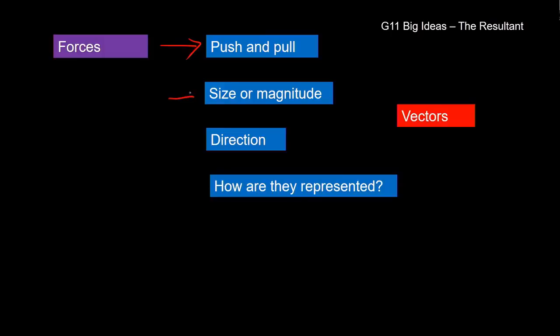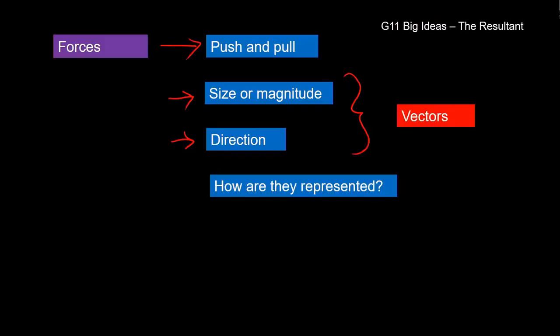They definitely have a size. So if you think about pushing your friend on a bicycle or on a go-kart, you are exerting a force. So there is going to be a size to this, a magnitude. All forces also have a direction. So the force is exerted in a particular direction. And so that is why forces are associated with the word vector. Forces are vectors.